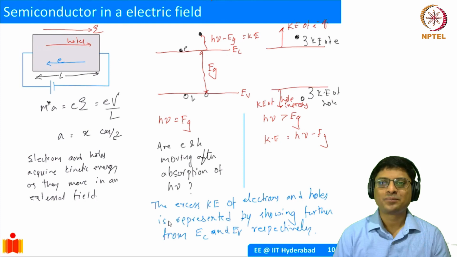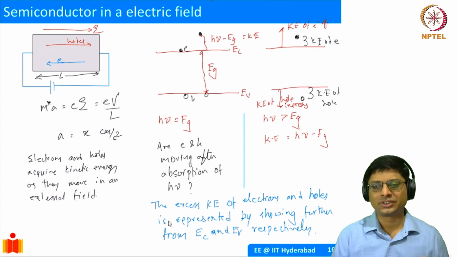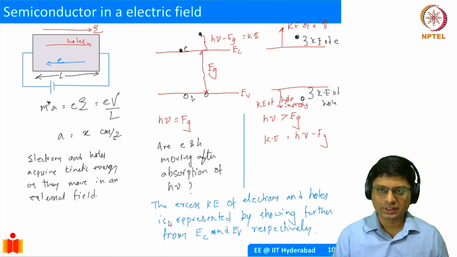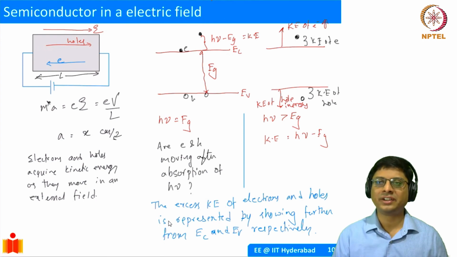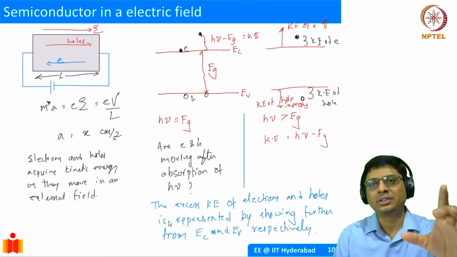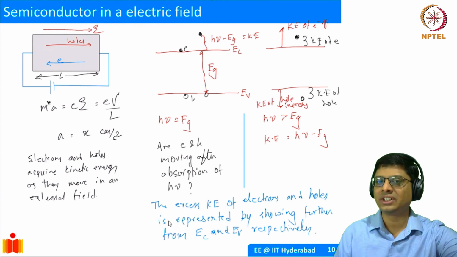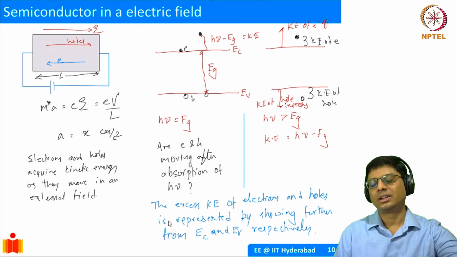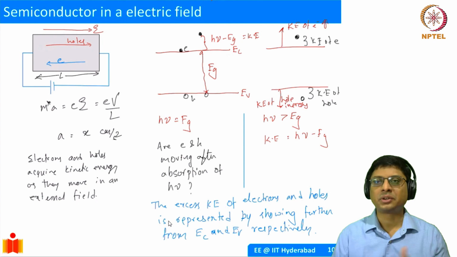So we said two things now, two concepts. One is whenever you have electrons or holes traveling in an electric field, they acquire kinetic energy. And whenever they acquire kinetic energy, they have to be shown deeper into the bands, maybe deeper into the conduction band or deeper in the valence band. That's how you represent them.